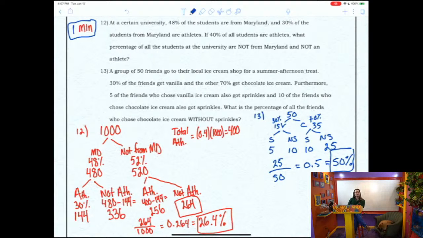If there are a total of 520 students not from Maryland and 256 of them are athletes, that means that 264 of them are not athletes. 264 students out of 1,000 students represents 26.4% of the student population. So that's the answer to number 12.